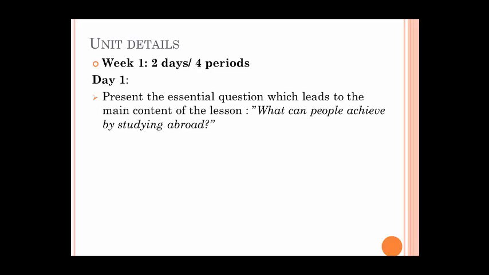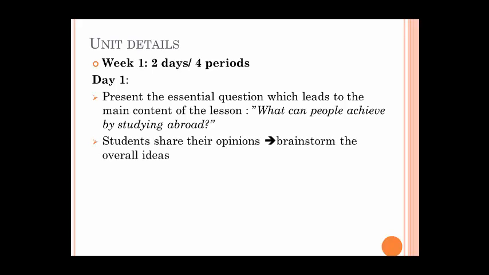And we move to the last part, unit detail. The lesson will be taught in 2 weeks, 4 periods a week. In week 1, on the first day, I will present the essential question which leads to the main content of the lesson: what can people achieve by studying abroad? Then I ask some volunteer students to share their opinions in front of the class to brainstorm the overall idea before officially starting the lesson.